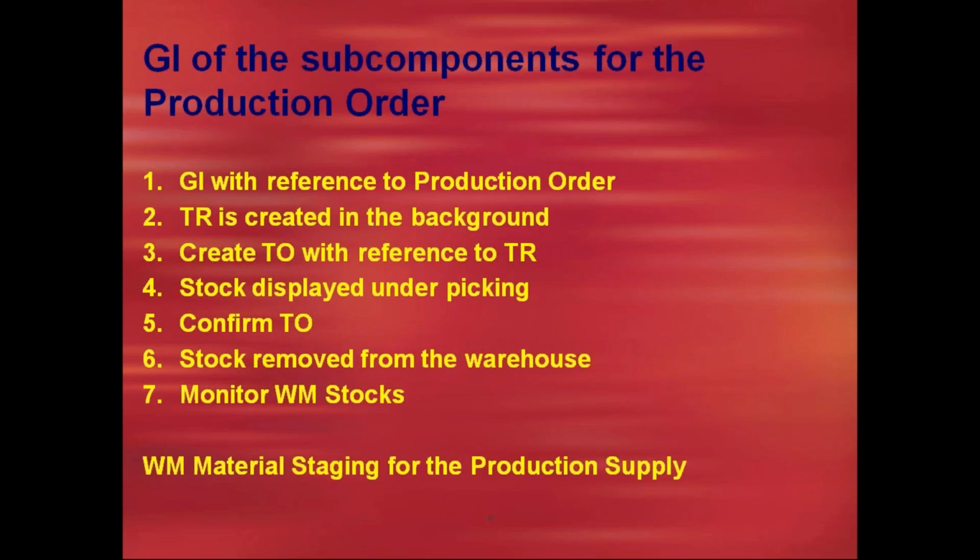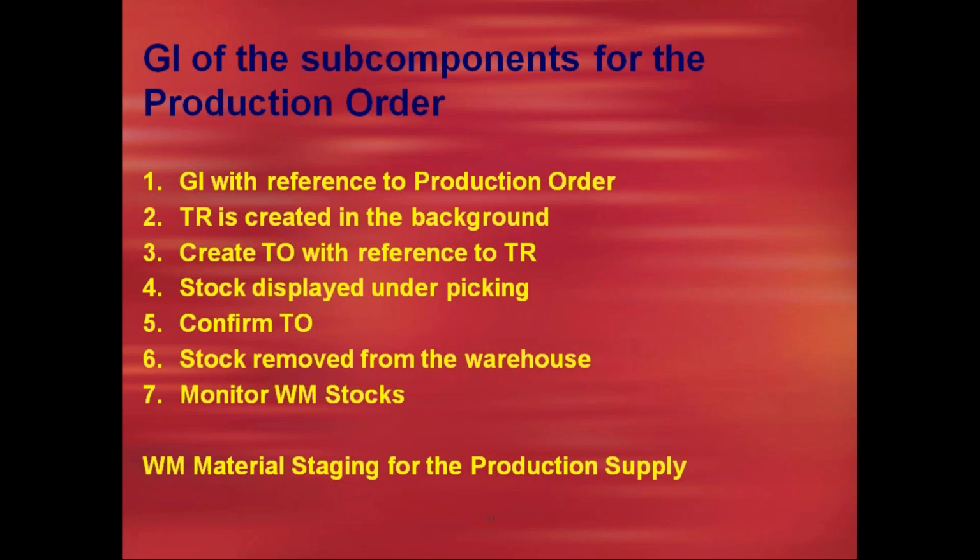Then goods issue of the subcomponents against the production order. TR is created here also because material document is created. That's the reason. Then we create a TO with reference to TR. As usual, stock displays under picking, confirm the transfer order, and stock removed from the warehouse. Then again we monitor the warehouse management stocks.